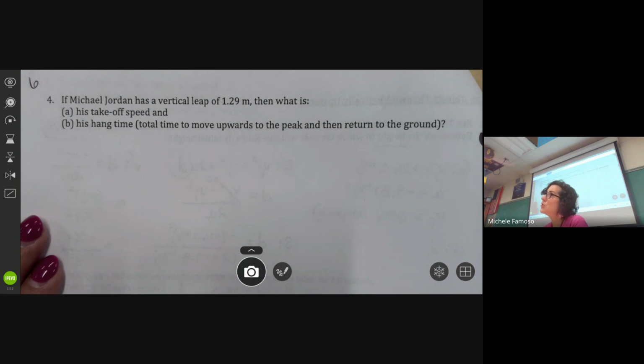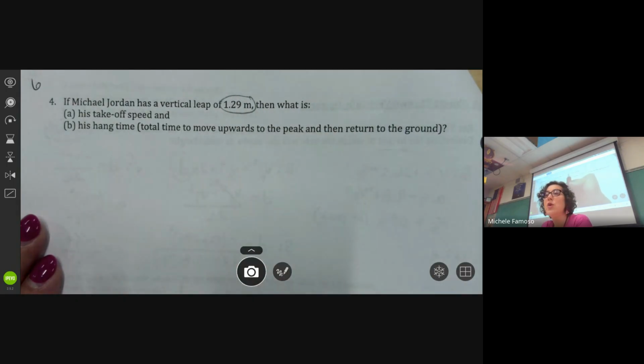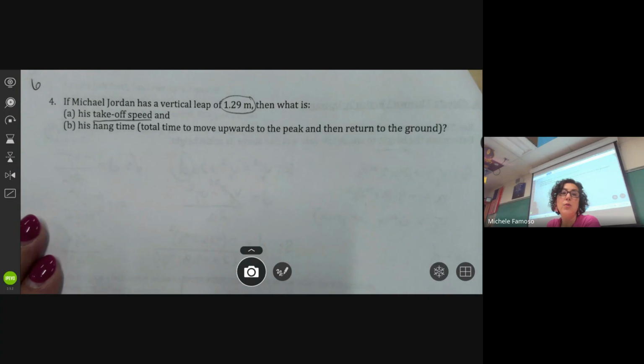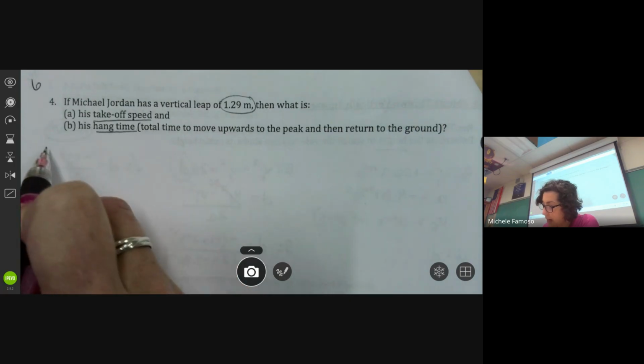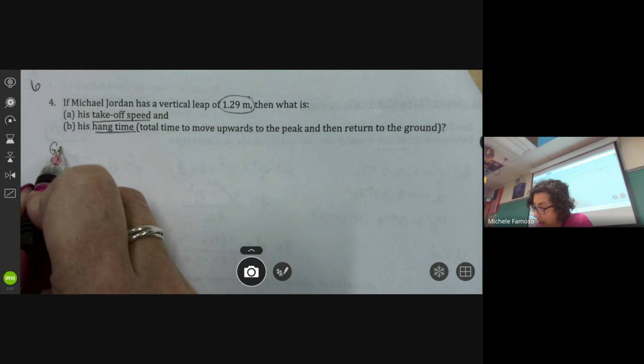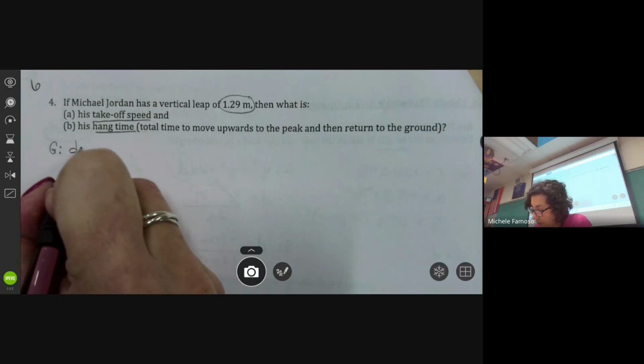So, Haley, what can I circle in this question? That is correct. What am I going to underline, Emma, in part A? That is correct. And Blake, what am I going to underline in part B? Hang time. All right. Now, it's a group question, so we only list the givens once for the whole problem. Shelley, how about a given for this question? Correct.